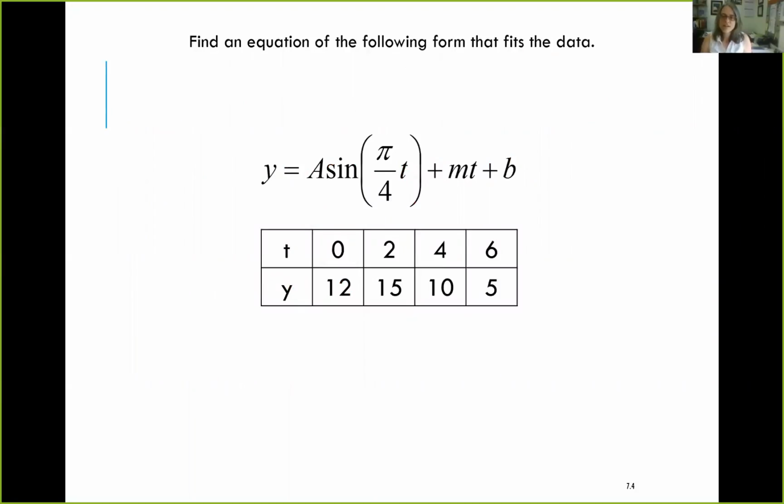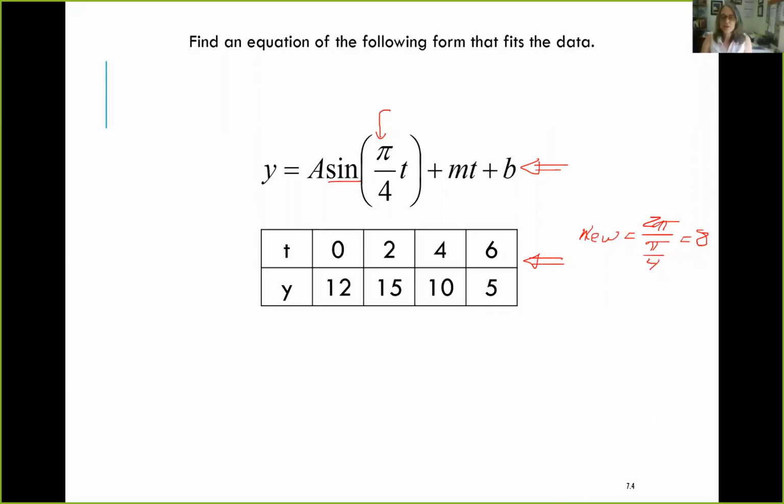Okay, we want to find an equation of this form that fits the data in this chart. Luckily, we are given the horizontal stretch coefficient. So let's start by finding the period. Our new period is going to equal our original period. We're given a sine, so that's going to be 2 pi divided by our internal stretch coefficient, which is pi over 4. So our period is 8.